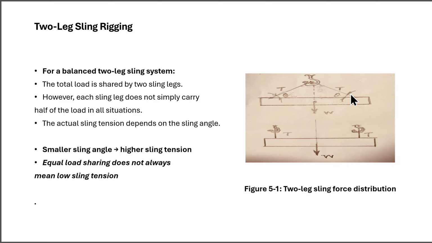Each sling force acts along the sling direction. As the sling angle theta becomes smaller, for example from 60 degrees getting to 15 degrees, the tension in each sling leg becomes larger.